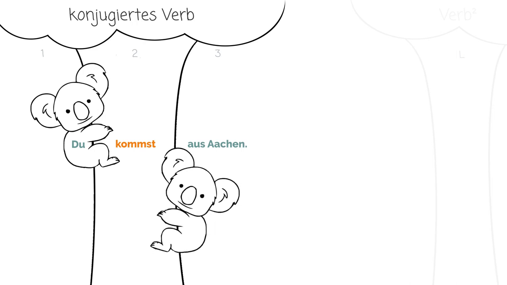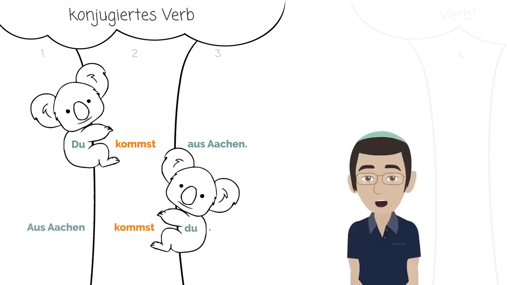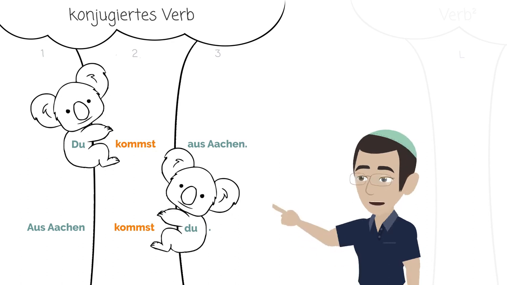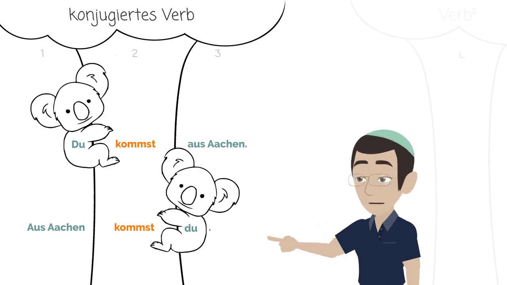But it can switch sides so that we can emphasize something in a sentence, like a time or place. For example, we can also say, Aus Aachen kommst du. Okay, to recap. In a statement, the verb takes the second position, and our subject, the koala, needs to be directly next to it, with a preference for the left side.